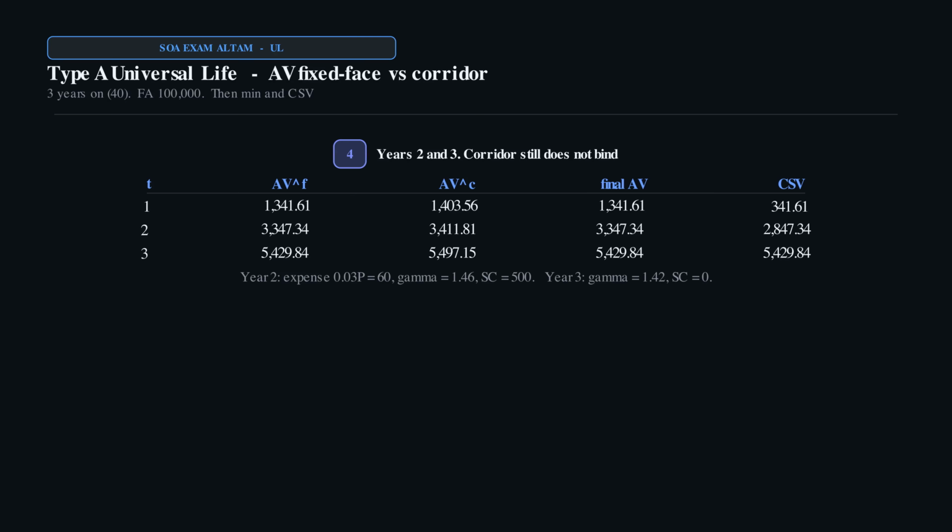Year 2 expense drops to 3% of premium, 60. AVF is 3,347.34, still below corridor. CSV after the 500 charge is 2,847. Year 3 AVF is 5,429.84. Surrender charge is 0, so CSV equals the account value.